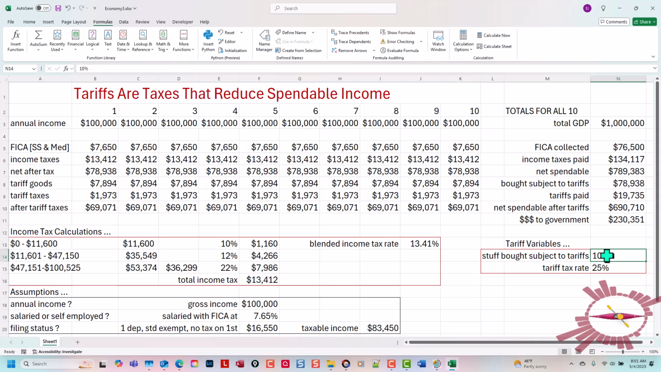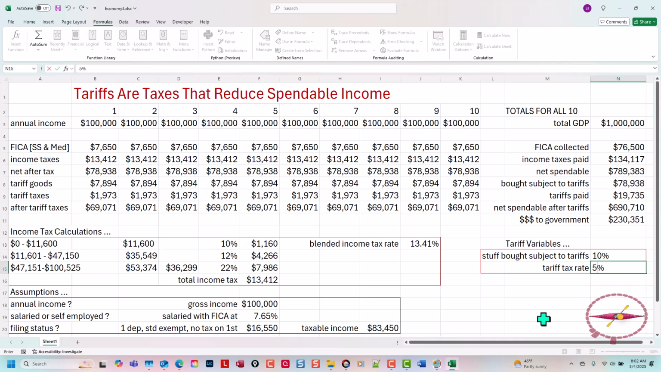we'll stick with our same 10% percentage on stuff we buy subject to tariffs. We've dropped down to $69,000 of remaining spendable income. And that's because we can only buy stuff that would have cost this plus this, and we lost this much more money because of the tariff taxes. We'll take this another step further. Let's suppose that we're facing a higher tariff rate. In this case, let's say 50%.